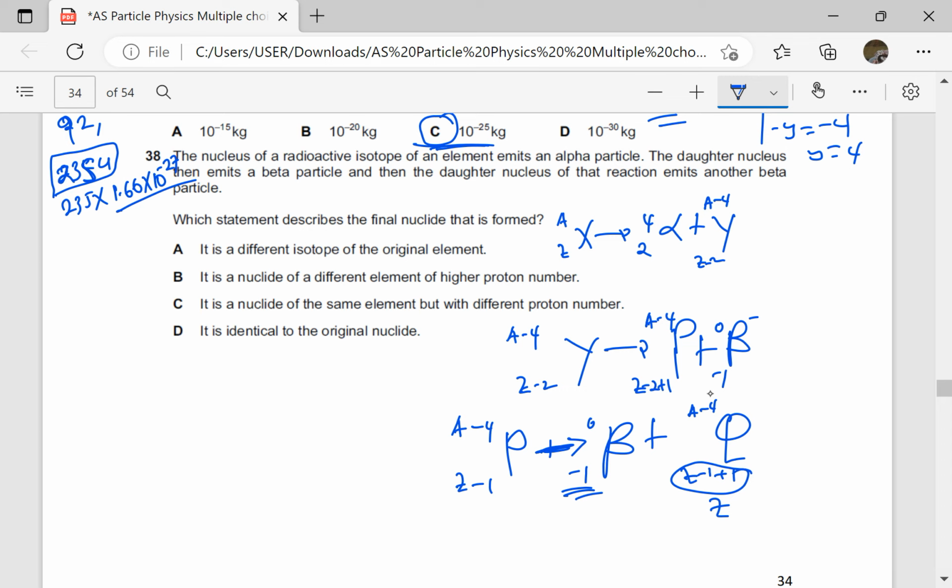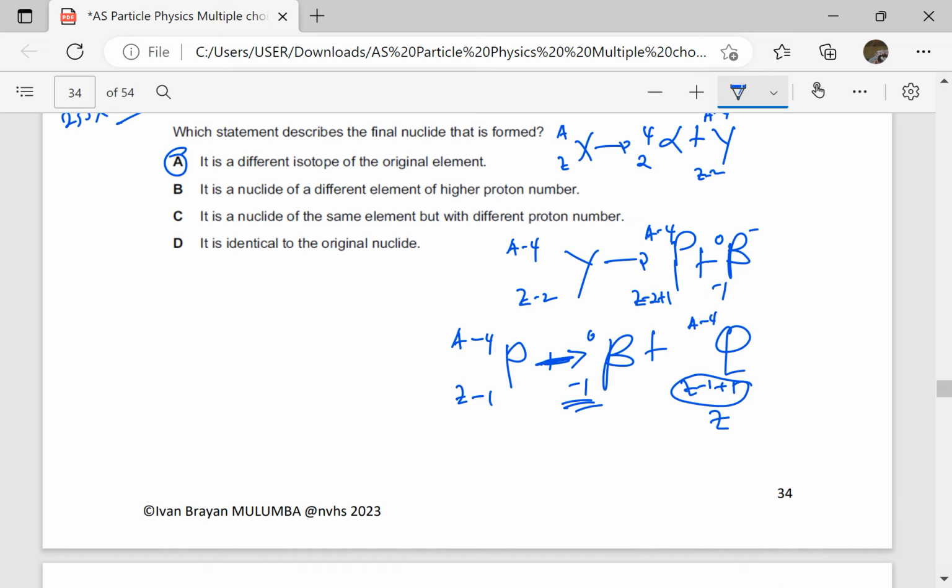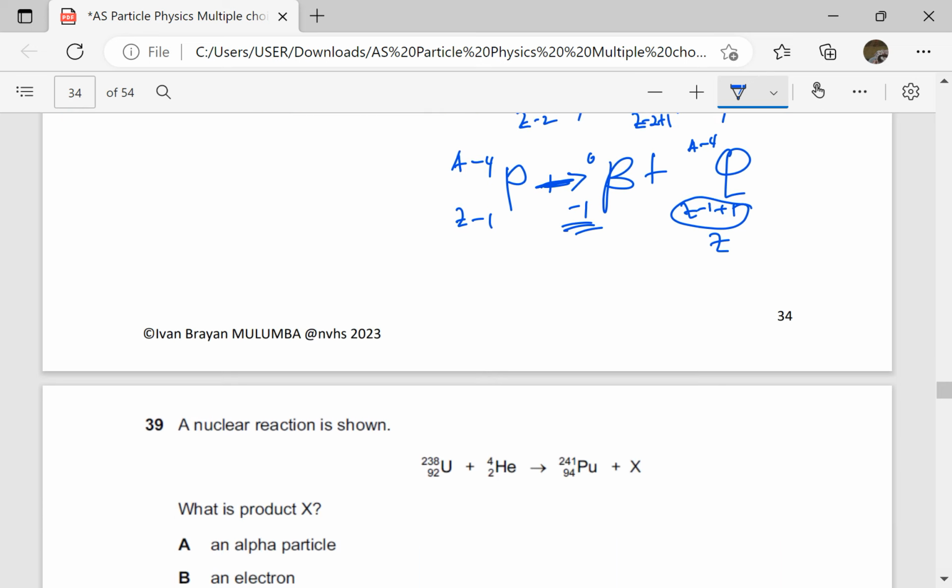So we are saying, which statement describes the final nuclei that is formed? It is a different isotope of the original element. That is very true. It is a nuclide of a different element of a higher proton number. The proton number is the same. It is a nuclide of the same element but with a different proton number. That is not true. It is identical to the original nuclide. That's not true because they have different nucleon numbers.